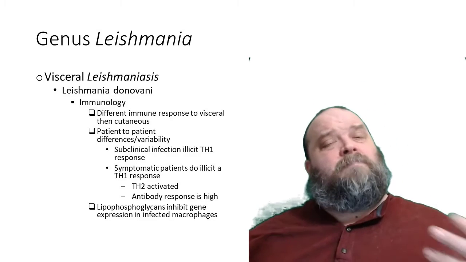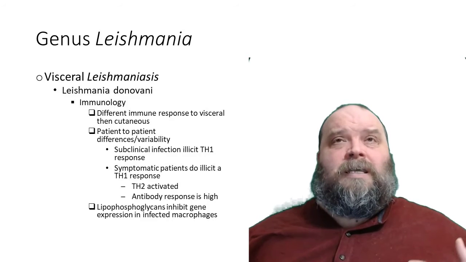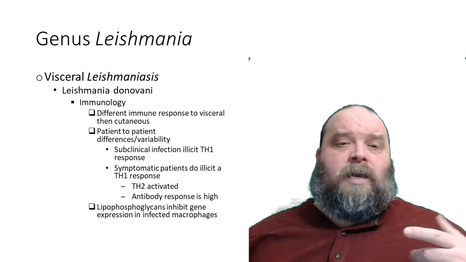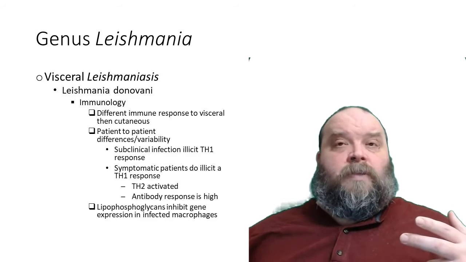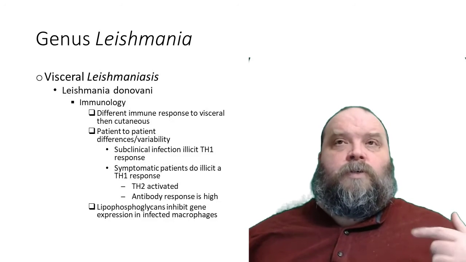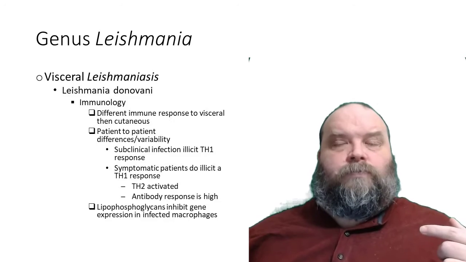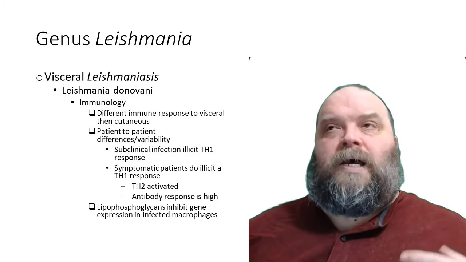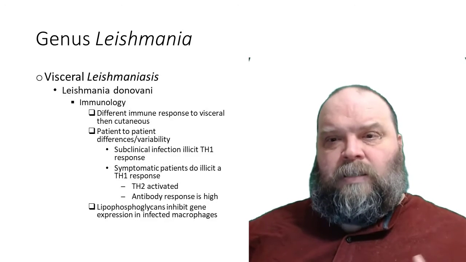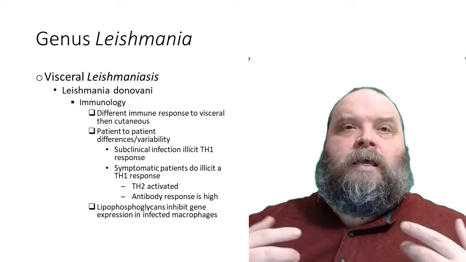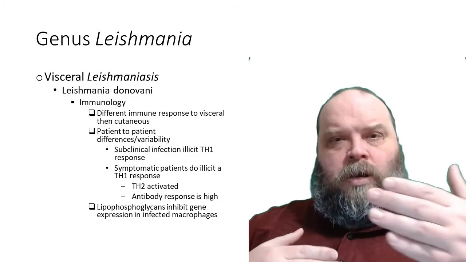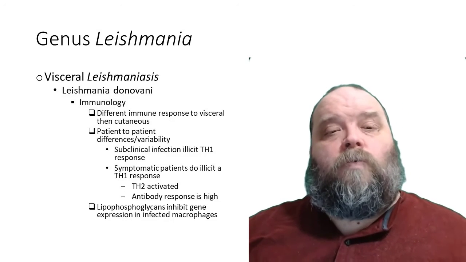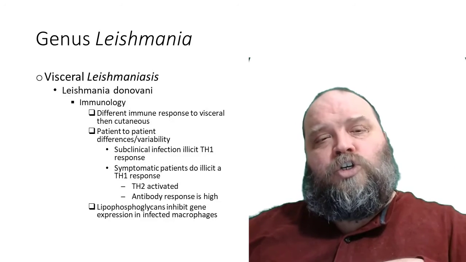So we're also going to see patient-to-patient variability is going to be an extreme issue here. Now, if they're subclinical, still in the cutaneous, we're going to see a very strong Th1 T cell response, which means you're going to get the innate and adaptive response and a pretty good chance of clearing the infection. But if it becomes a prolonged infection and becomes chronic, and they become very symptomatic, what we'll then see is a shift from Th1 to Th2.